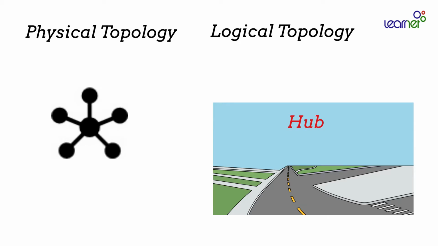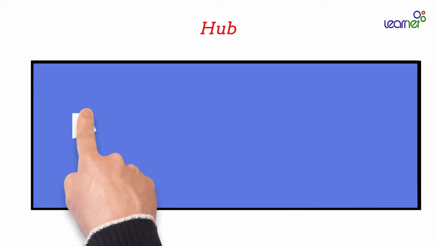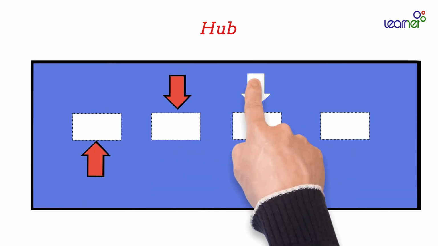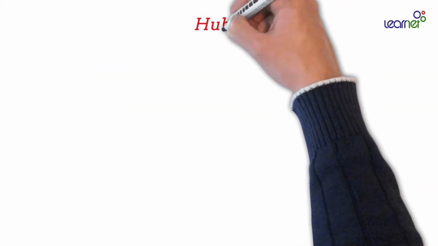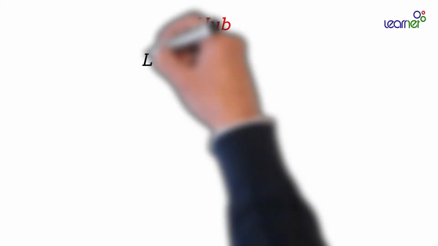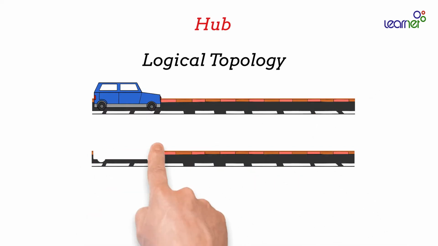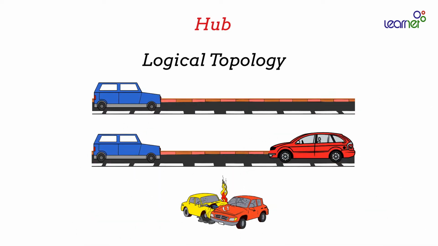Hub is a layer 1 device, and whenever a hub receives a signal from a port or interface, it regenerates it and sends it to all other ports except the sender port. Hub uses a shared media or a bus in the back end, so it does look like a one-way road. And if two cars come through this road, they will definitely collide.